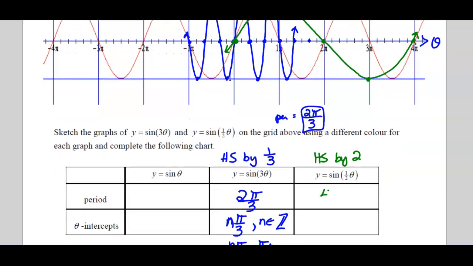Okay, so 4 pi, let's use our formula. So the formula that we came up with, 2 pi divided by a half. When we divide by half, that's equal to 4 pi. So by the formula or by the graph, you get the same thing. And then now our theta intercepts are multiples of 2 pi. So you might show it as 2 pi n or 2n pi, because I don't really care. Just have the 2 pi and the n in there somewhere.